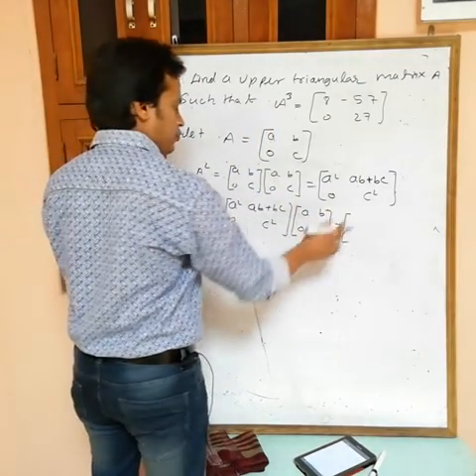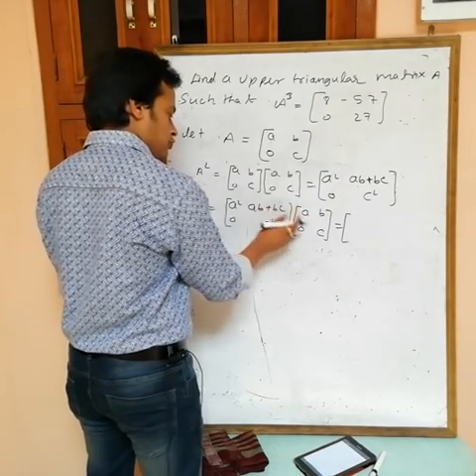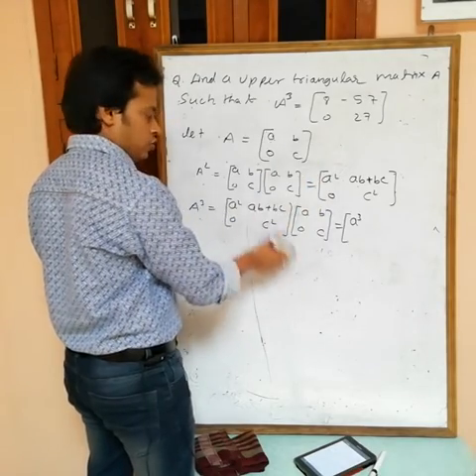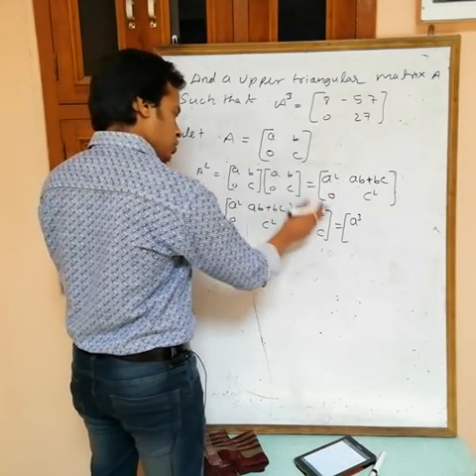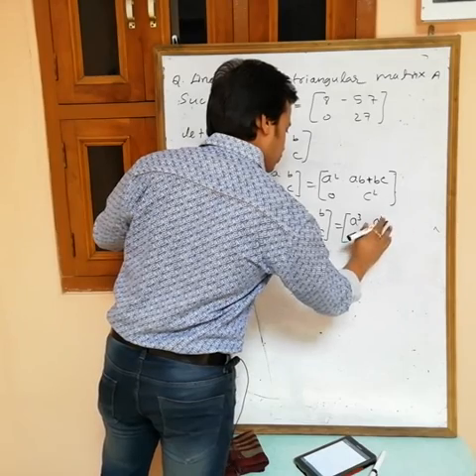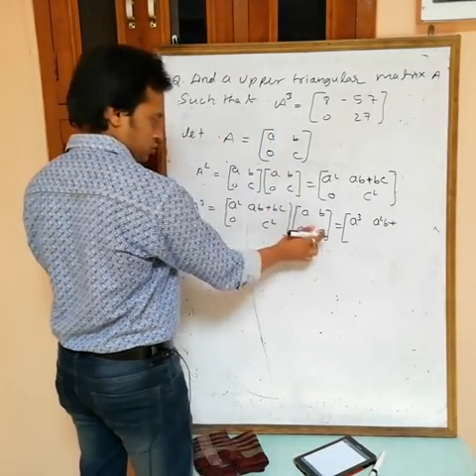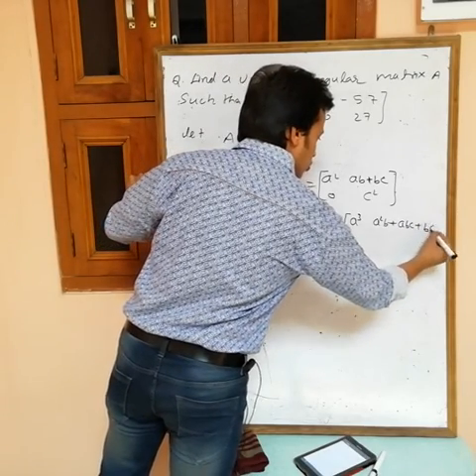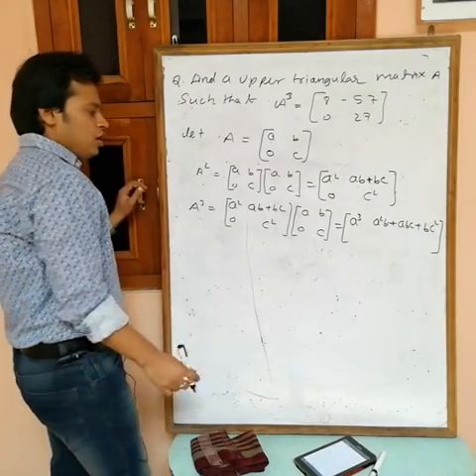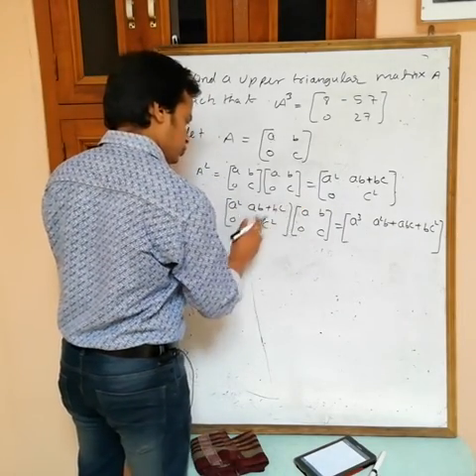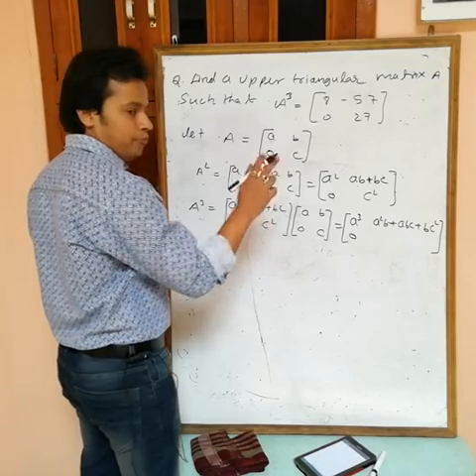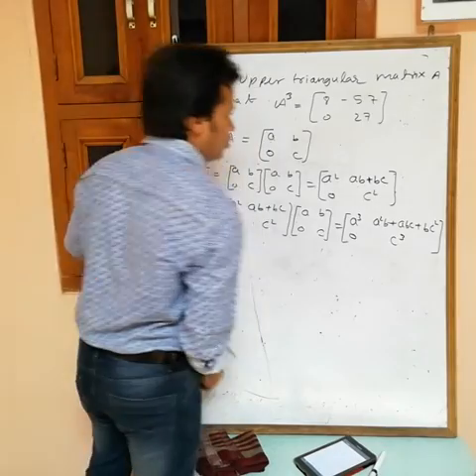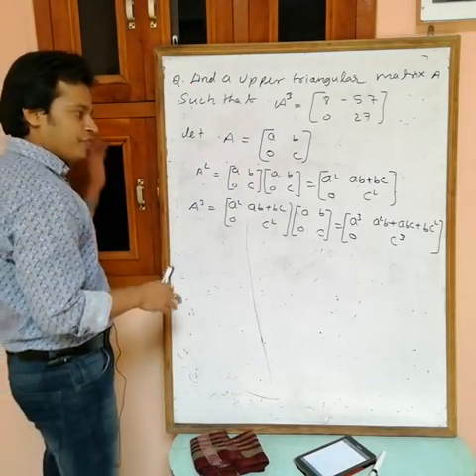Again a 2 by 2 matrix. P11, first row, first column, a cube; P12, first row, second column, a square b plus abc plus bc square. Now P21, second row, first column, 0. Now P22, second row, second column, c cube. Compare with the given value. We want the values of a, b, c now.